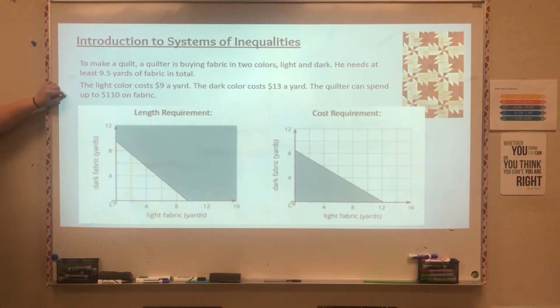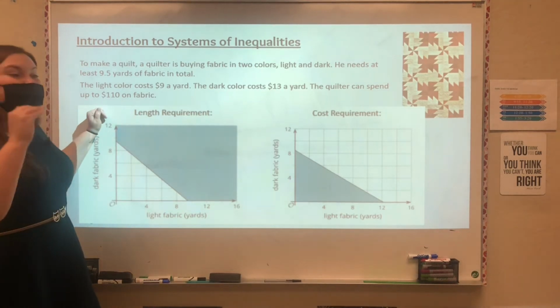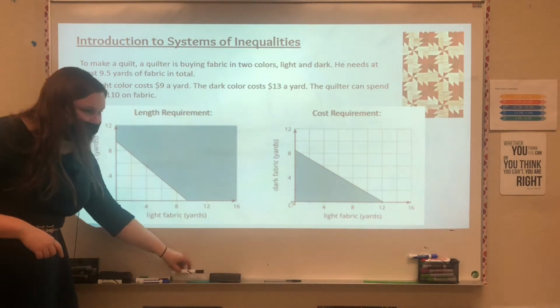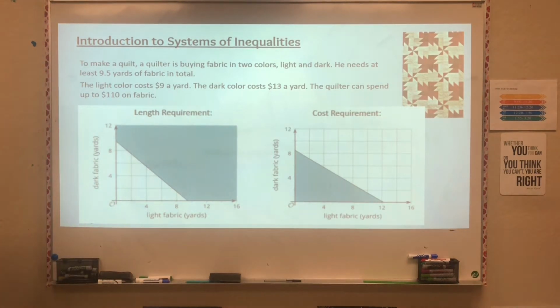The other thing they tell us is the light color costs $9 a yard. The dark color costs $13 a yard. The quilter can spend up to $110 on fabric. That idea of spend up to $110, that's another clue that it's an inequality. What does that mean if you can spend up to $110? Means cannot go over that. Good. It can't go over 110, so it has to be 110 or less.